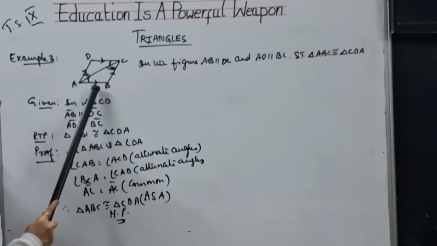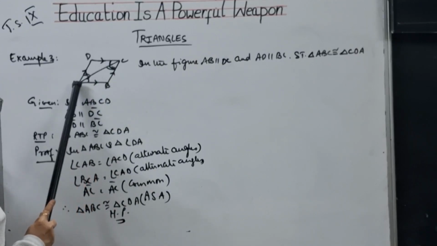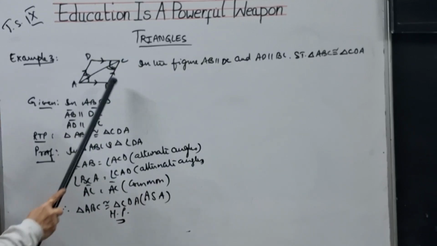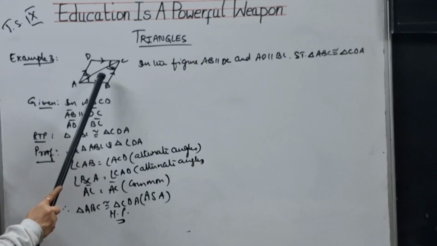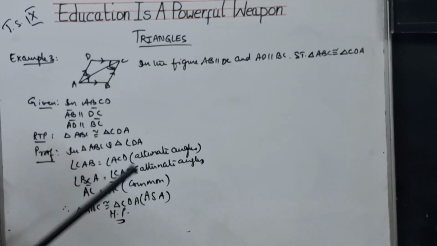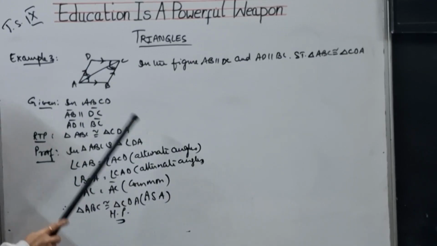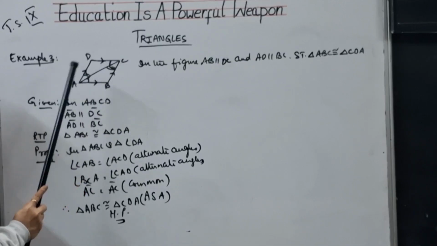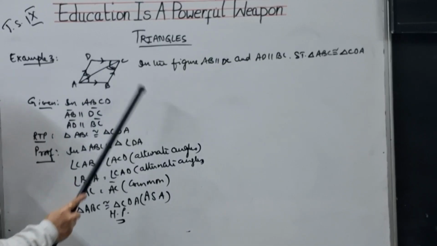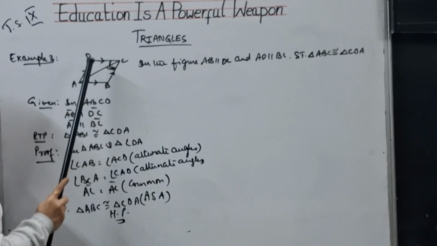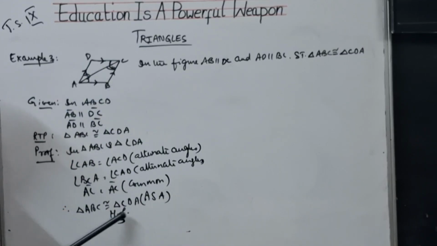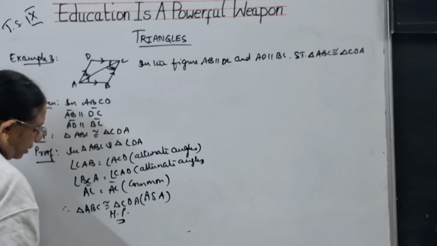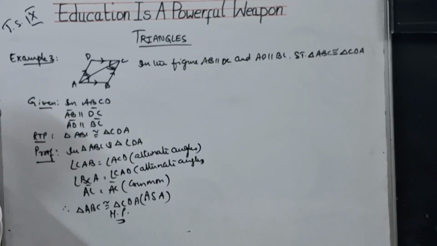So in these two triangles, angle CAB is equal to angle ACD basing on the alternate angle statement, because these two are parallel lines and this is a transversal, so alternate angles are equal. Angle BCA, this angle, is equal to angle CAD, they are also alternate angles, and AC is equal to AC, common. So these two triangles are congruent basing on angle side angle property. Please note it down.